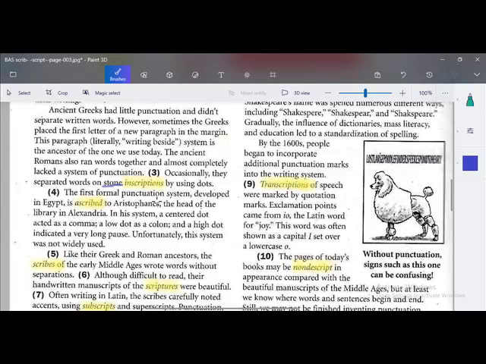The first formal punctuation system developed in Egypt is ascribed to... Ascribed to. Who did it? Who created it? Attributed to Aristophanes, the head of the library in Alexandria. In his system, a centered dot acted as a comma, a low dot as a colon, and a high dot indicated a very long pause. Unfortunately, his system was not widely used. I need to answer the first two, inscriptions and ascribed.